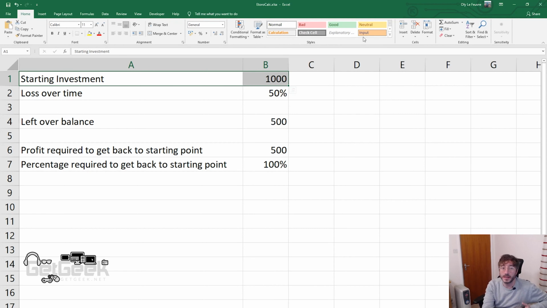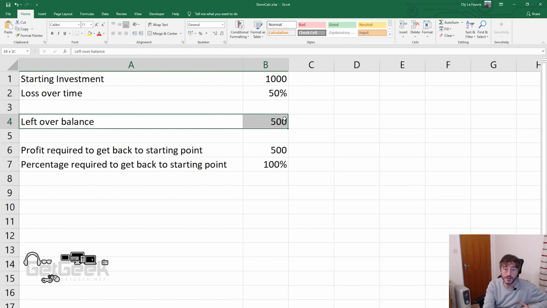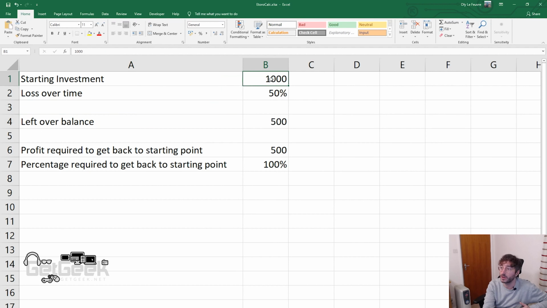Now, one of the other problems is that if someone has already lost some of their money by trading CFDs, it's harder to actually recover that. So this is probably going to play a part in the statistics. If we look at this example here, if we start with $1,000, and you lost 50% of that, then you would be left with $500. But now, if you want to get back to your $1,000 that you started with, you need to make another $500. So from here, you need to get 100% gains on your $500 that is left over.